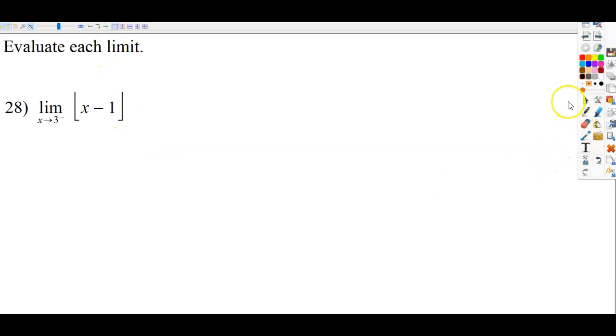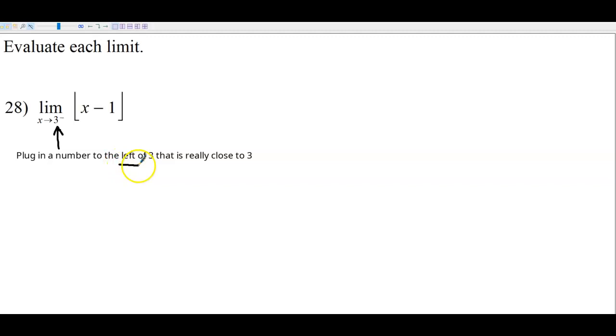So let's see how to do that here. All right, so what am I plugging in here? I want to plug in 3, but we're not going to plug in 3. We're going to plug in a number really close to 3 that is to the left of 3. Why is it to the left? Well, that's because of this little negative here. So how do we plug in a number that's really close to 3? We are going to plug in 3 minus, that'll be to the left, a number that's smaller than 3.